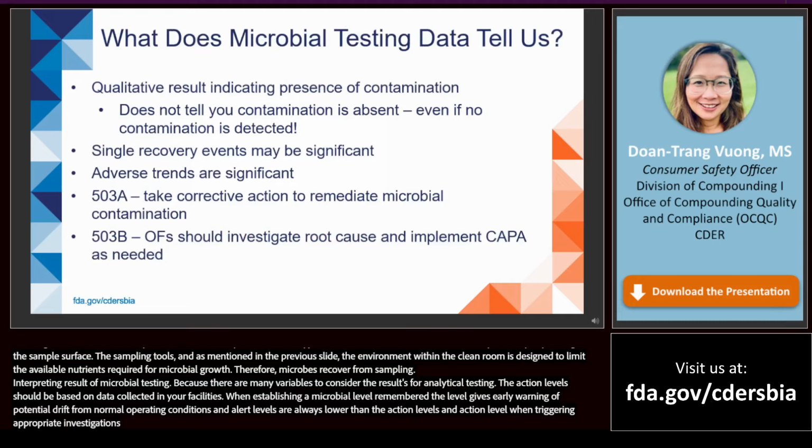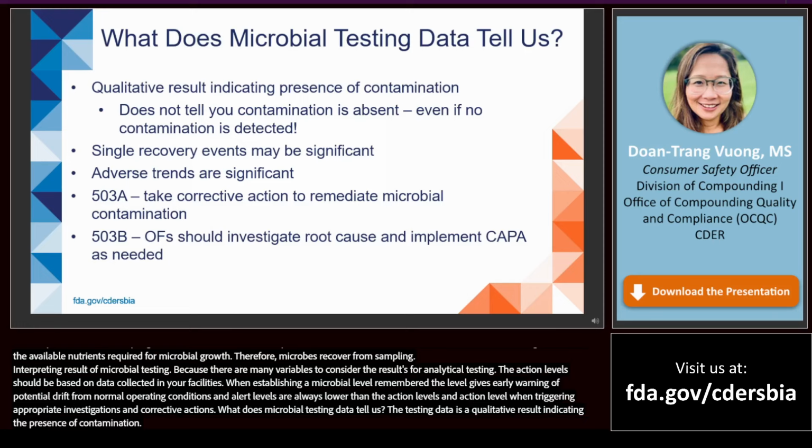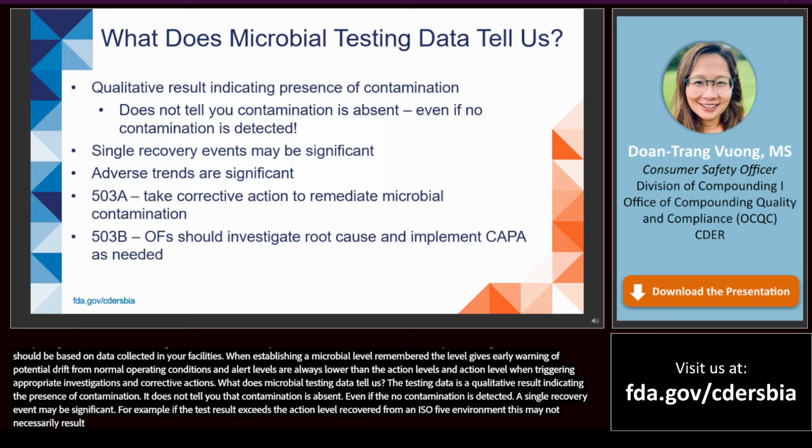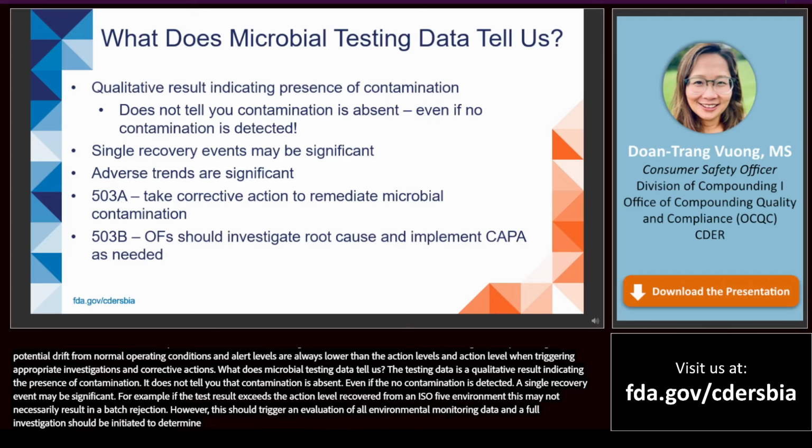What does microbial testing data tell us? Microbial testing data is a qualitative result indicating the presence of contamination. It does not tell you that contamination is absent, even if no contamination is detected. A single recovery event may be significant. For example, if a test result recovered from an ISO 5 environment exceeds the action level, this may not necessarily result in a batch rejection. However, this should trigger an evaluation of all environmental monitoring data, and a full investigation should be initiated to determine the potential source of contamination and the impact to product quality.